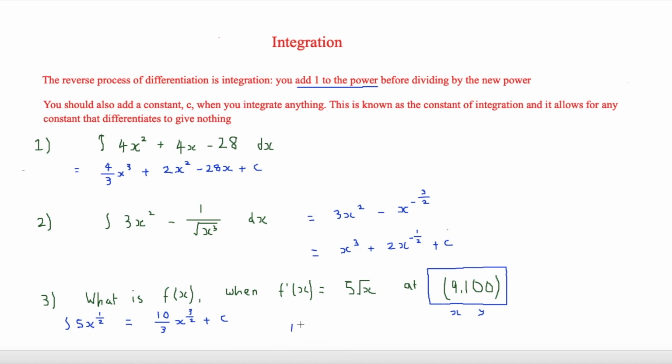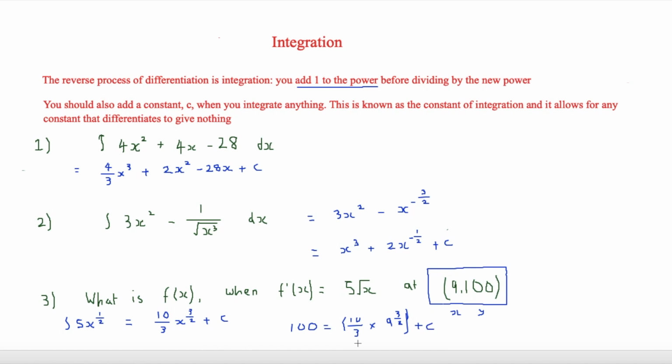y is going to be 100 there, so 100 is equal to 10 over 3 times by 9 to the power of 3 over 2. And then that's going to be plus c.